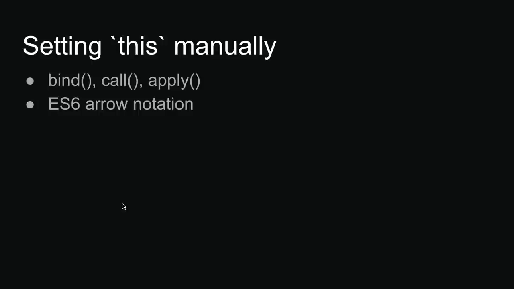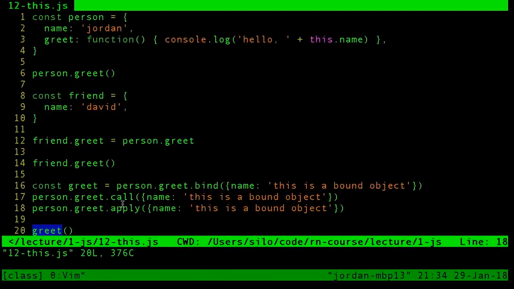So one other way to set this manually is by using ES6 arrow notation. ES6 arrow notation will actually bind this to be whatever this is at the time that we declare the function, rather than at the time that we invoke the function.